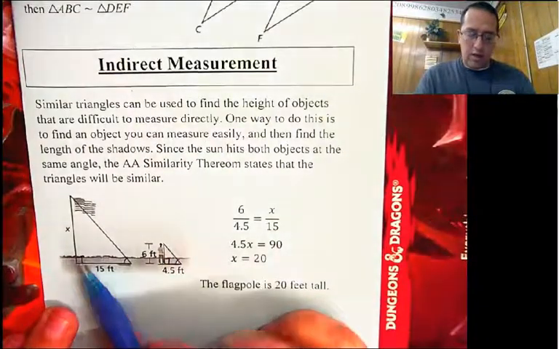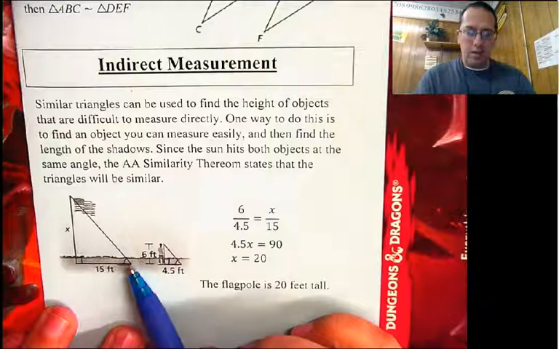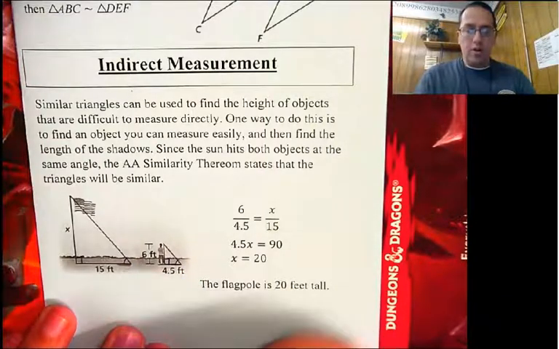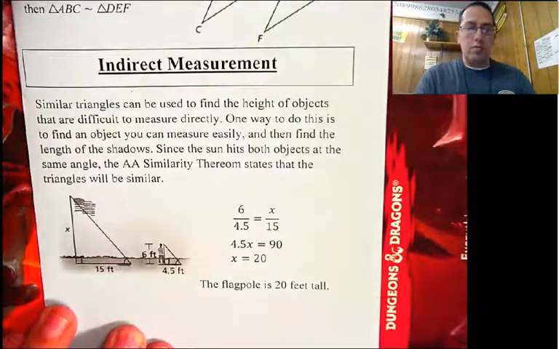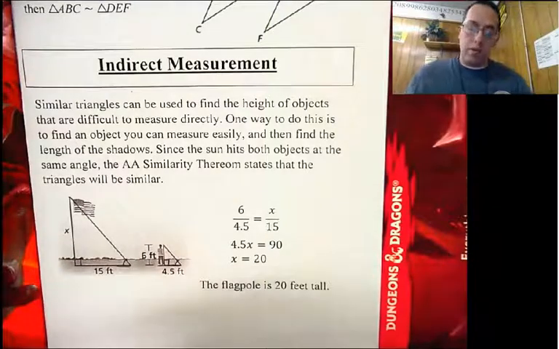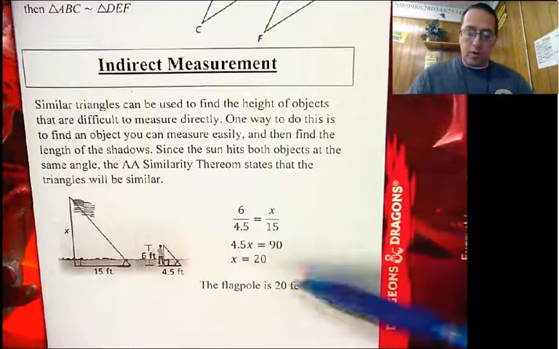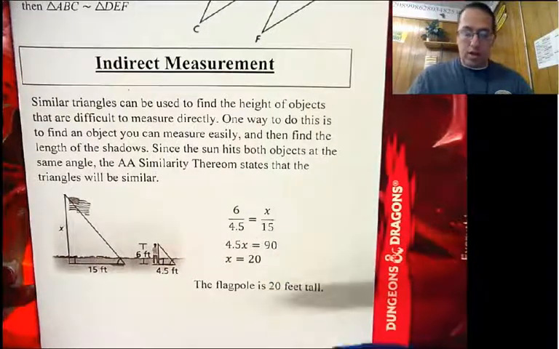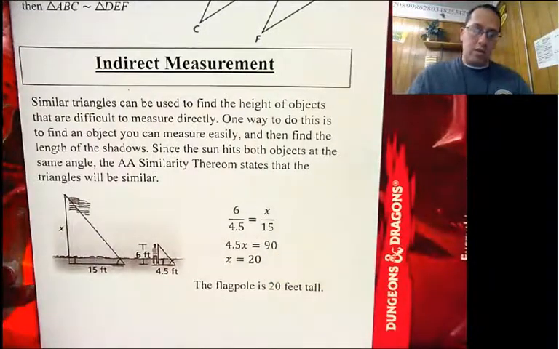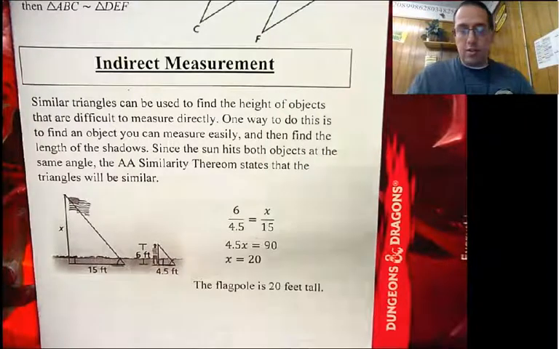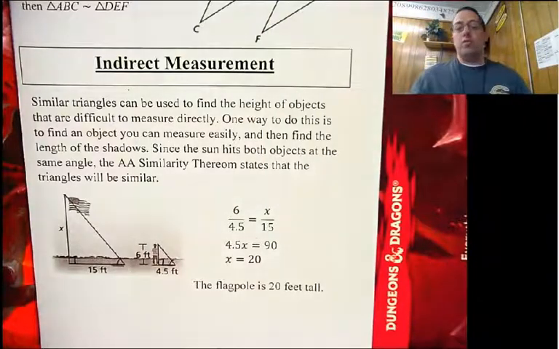So I have a right angle, and I have this other angle right there. So I have two congruent angles, and we have angle-angle similarity. So we can set up a proportion, cross multiply and divide, use cross products, and find out that the flagpole is 20 feet tall. This is one method of using indirect measurement.